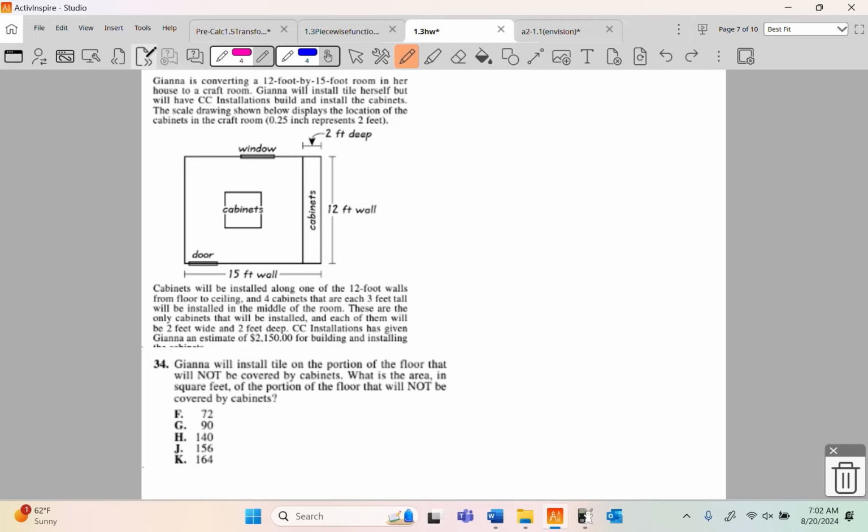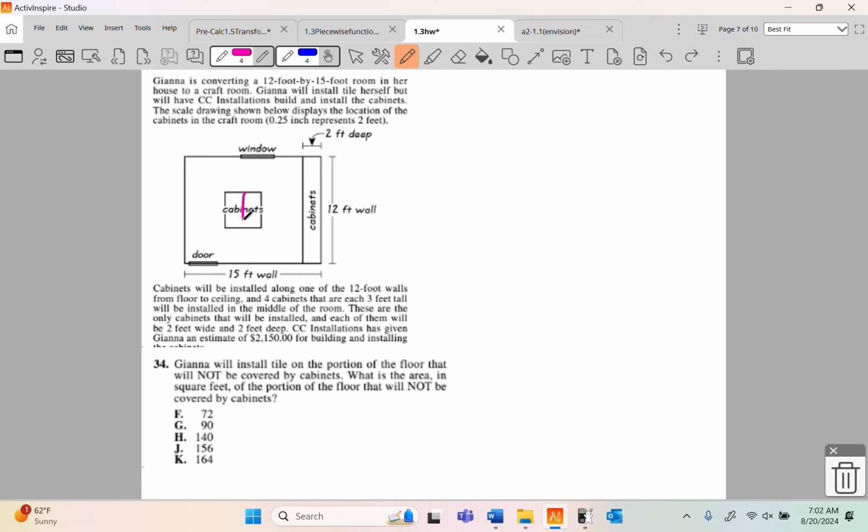So there's that one. Let's see, Gianna will install tile on the portions of the floor that will not be covered by cabinets. What is the area in square feet of the portion of the floor that will not be covered by cabinets? So let's see here. They talk about the stuff in the middle. 4 cabinets that are 3 feet tall will be installed in the middle. I don't care how tall it is. Each of them will be 2 foot wide and 2 foot deep. All right, that's what I care about.